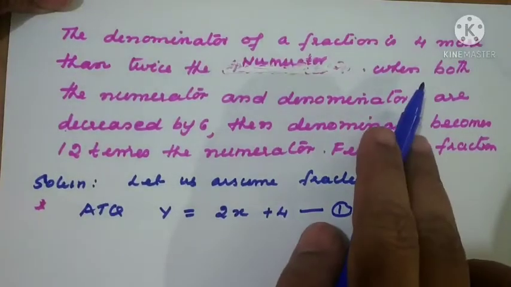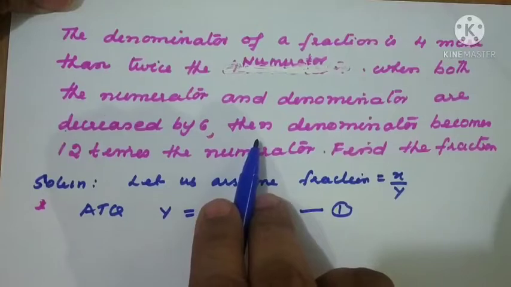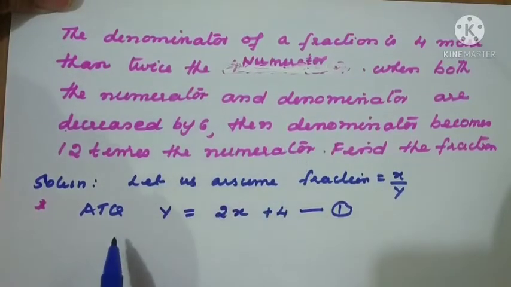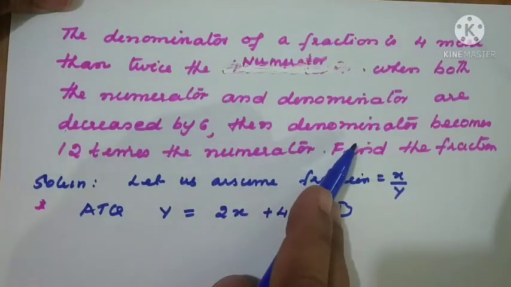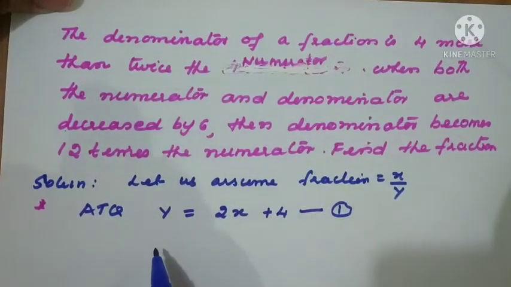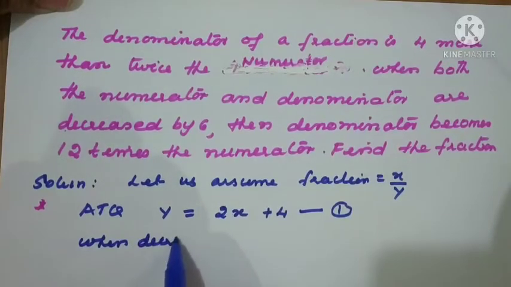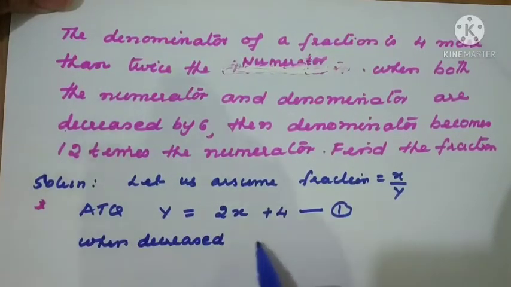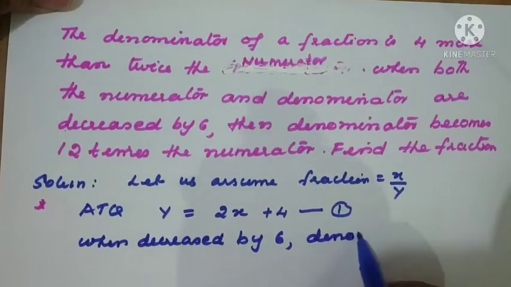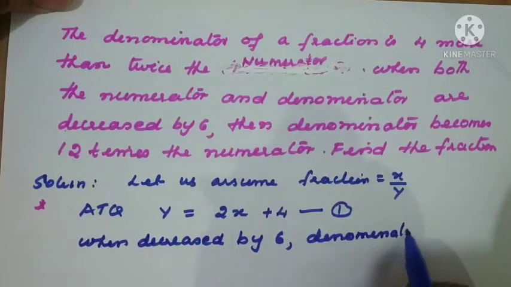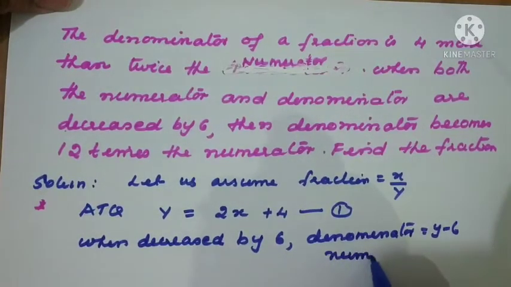What is the second part? When both the numerator and the denominator are decreased by 6, that means x is decreased by 6 and y is decreased by 6. Then the denominator, when it is decreased by 6, equals y minus 6, and the numerator equals x minus 6.